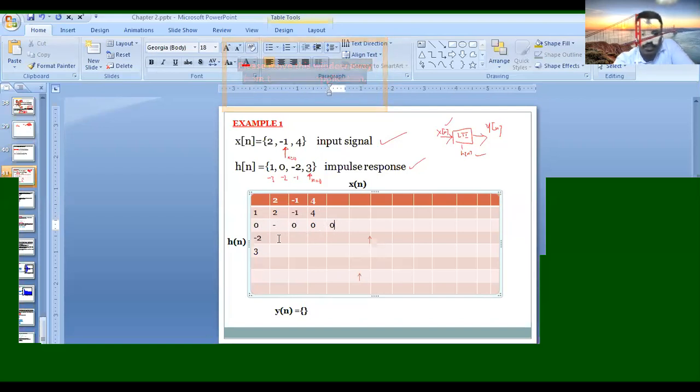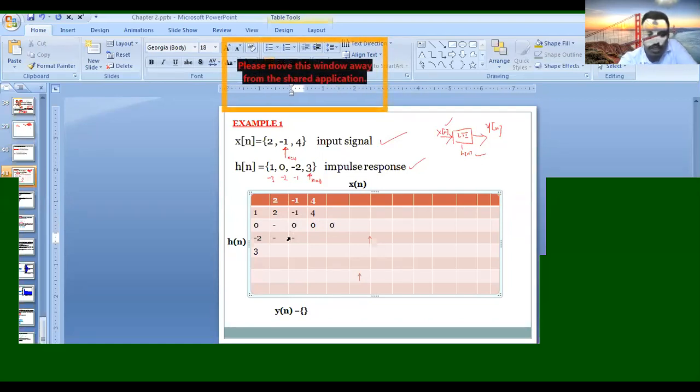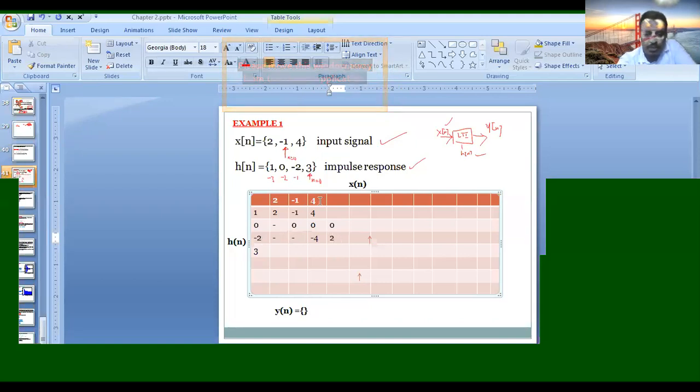Okay, next row here. What is the next sample? Minus 2. h of n is minus 2. But before multiplying, we shift now by 2. We jump or skip 2 spaces here. Then multiply this h of n by all x of n values. So minus 2 times 2 will be minus 4. Minus 2 times minus 1 will be 2. And minus 2 times 4 will be minus 8.